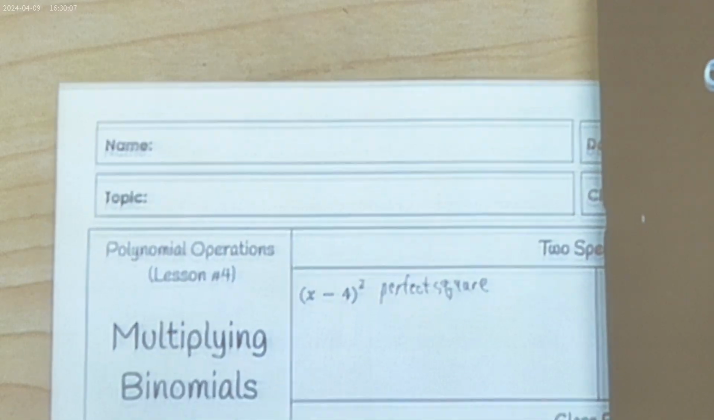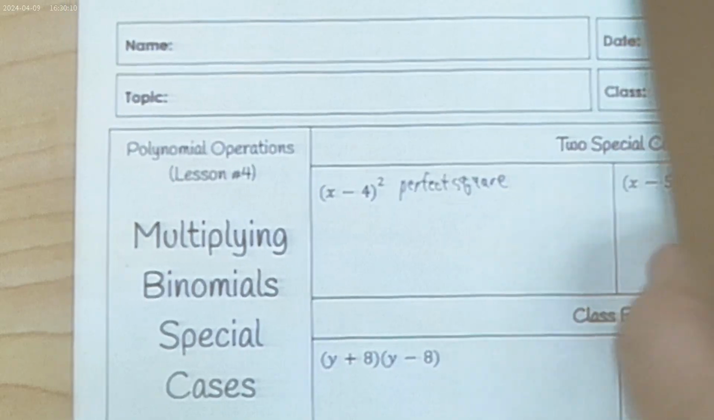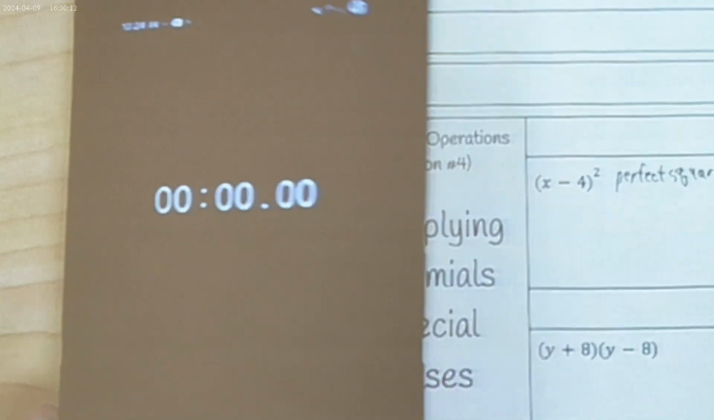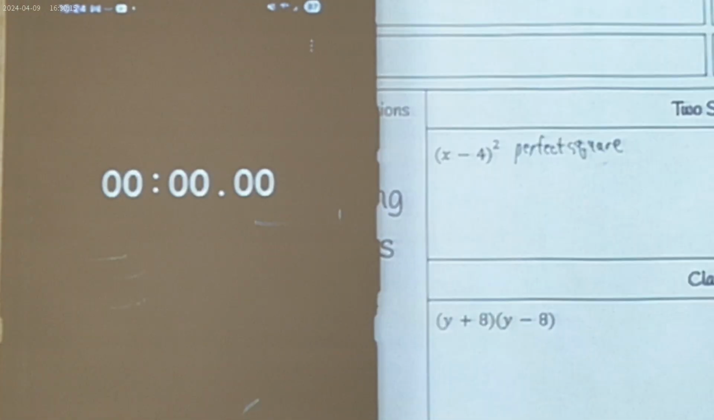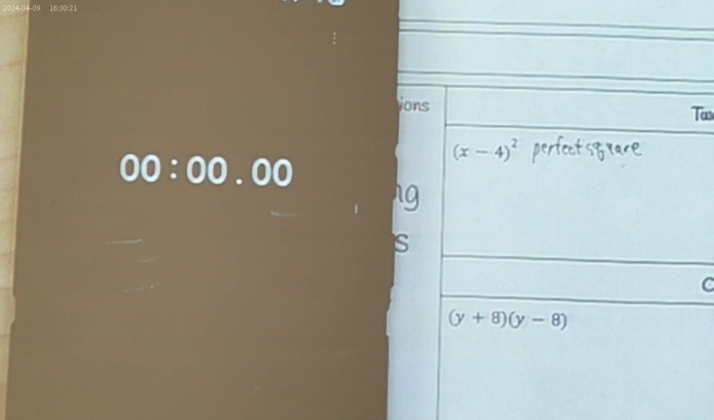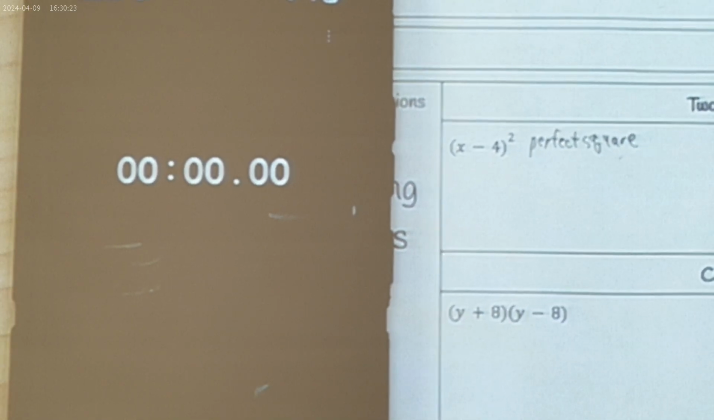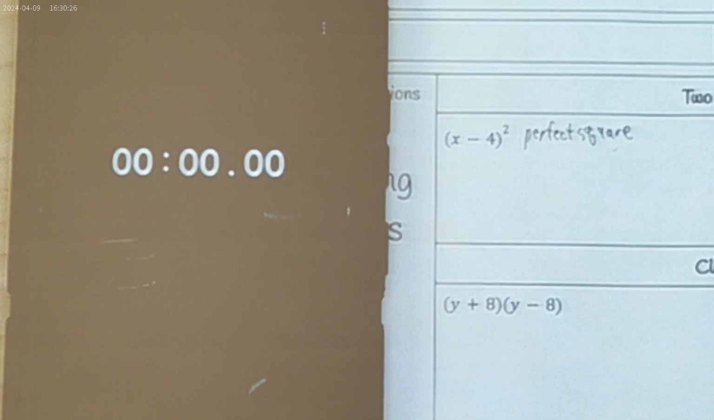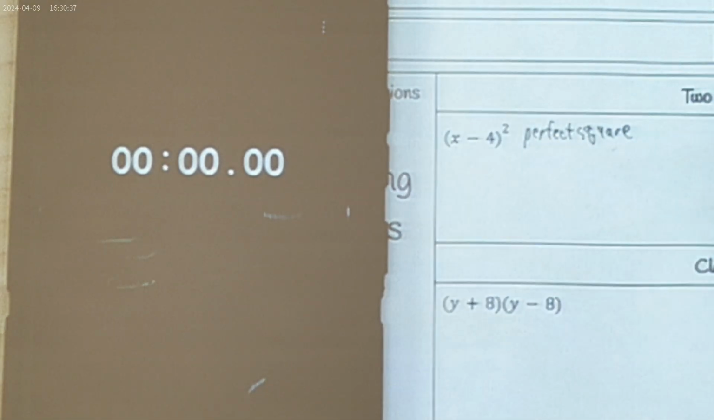And I'm given this problem. Now I'm going to go through the FOIL steps: first, outside, inside, last. I'm going to talk through it as I go, and I'm going to see how long it takes me. It shouldn't take me too long because FOIL's pretty fast. I'm even going to give myself a little bit of a boost here: x minus 4 times x minus 4.